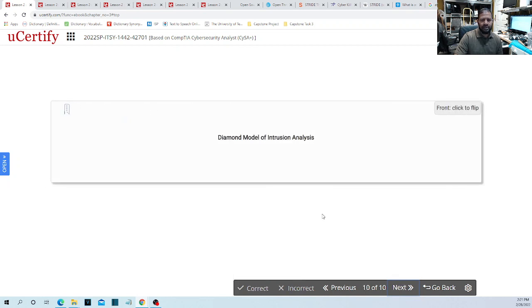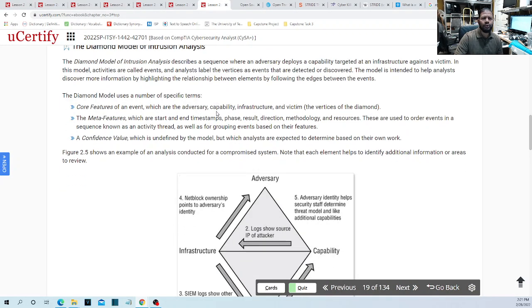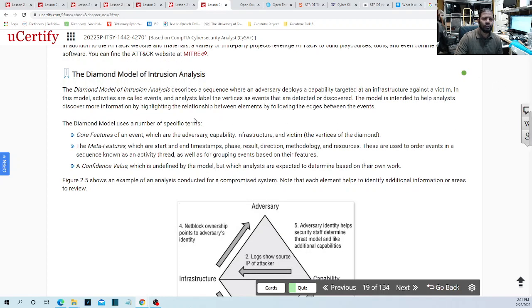Lastly, diamond model of intrusion analysis. So let's learn that. Intrusion analysis. So you are analyzing an intrusion. So in this case, an intrusion already happened. Somebody in your company, some machine, some network, some computer already fell victim to an attack. And you are going to analyze it by using this model.